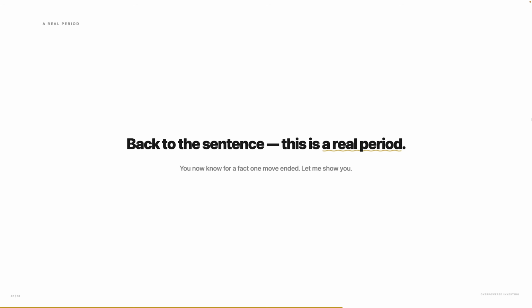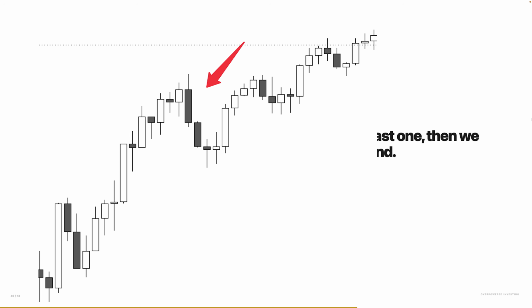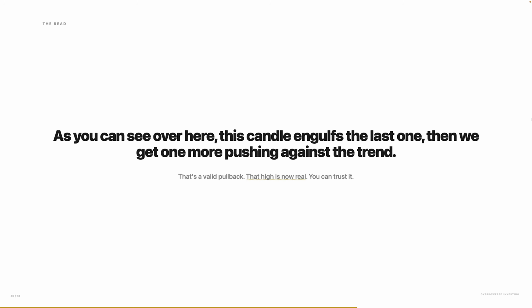Back to the sentence. This is a real period. You know for a fact one move ended. Let me show you. As you can see over here, this candle engulfs the last one, and then we got one more candle pushing against the trend. That's a valid pullback. That high is real. You can trust it.